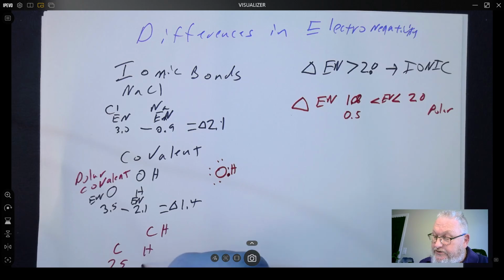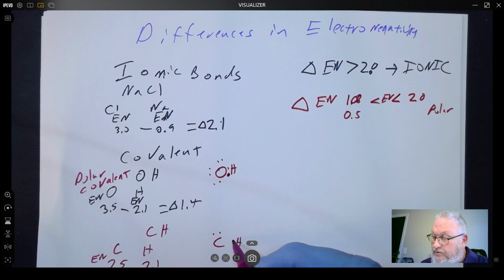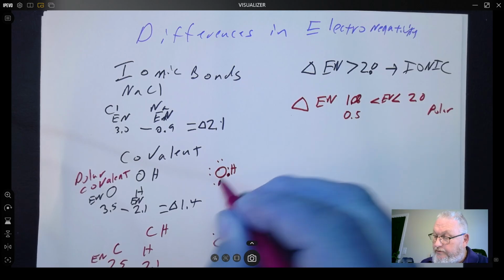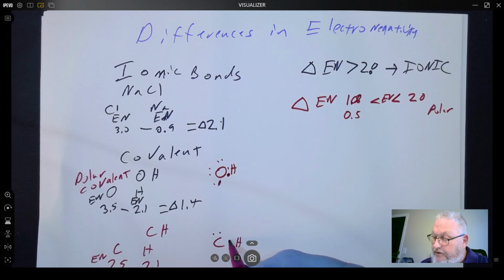And hydrogen is 2.1. So if I subtract that electronegativity, let's draw the little structure there for it. Didn't draw that one right, so that's just one there. All right, so carbon, hydrogen. We're looking at that bond. Each of these are discrete bonds also. We're looking at each one of those to see whether it's polar. You can have a polar and a nonpolar in the same molecule.